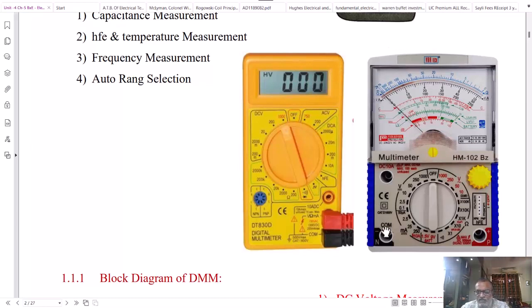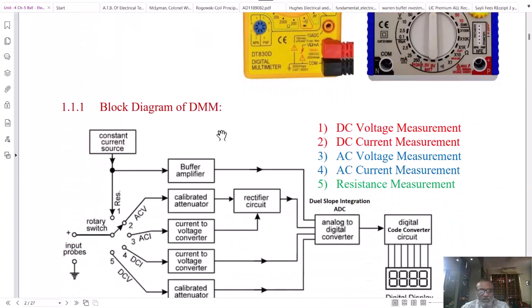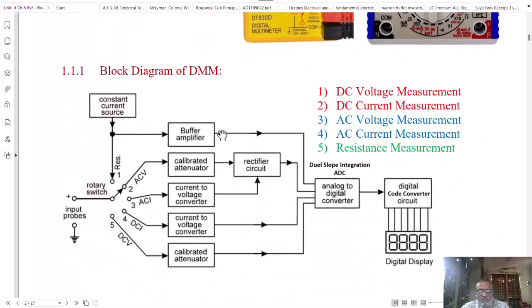The third meter shown here is an analog meter. Again, it consists of a range selector as well as the connection terminals. Whereas it uses the analog meter that is marked with a dial, and the pointer is used to display the reading on the selected scale. The basic block diagram of the DMM is shown here.